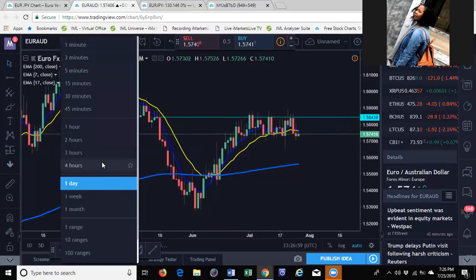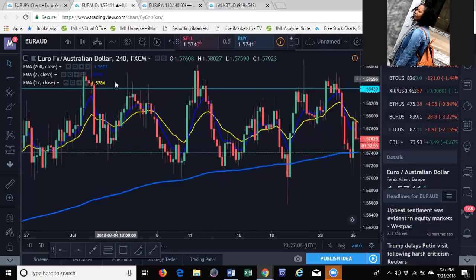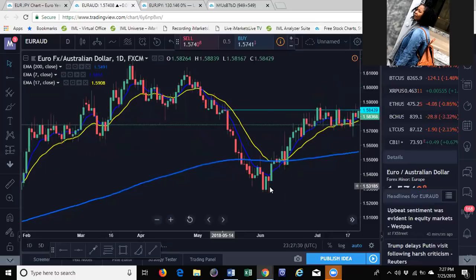So let's go on to the 4-hour. All right, so now, if you're not familiar with the weekly, daily, 4-hour, what that means, and if you are a part of iMarketsLive, you can learn more about that in the academy, but what that actually means is that each one of these candles takes that amount of time to form. So on the 4-hour, each candle took 4 hours to form. It took 4 hours to make this formation. So when I was on the daily, it would take these candles 1 day to form.